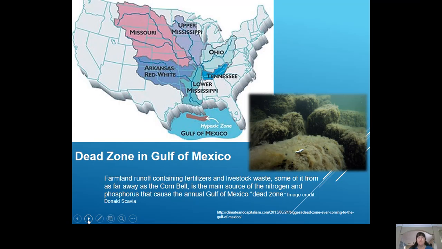The dead zone in the Gulf of Mexico, same thing, where you've got all of this farmland near the Mississippi River, and it's all flowing down and running off right here to the Gulf of Mexico, creating a hypoxic zone, no oxygen, nothing lives there. And that's the dead zone that you may have heard about in the Gulf of Mexico.